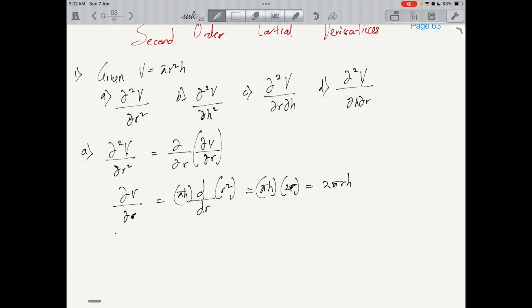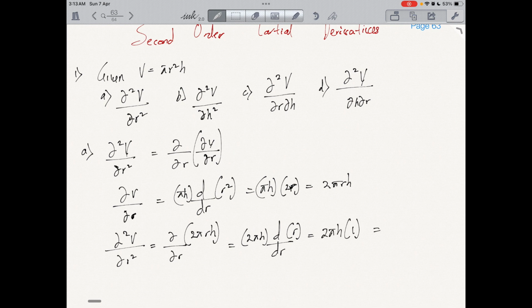Now, d squared V, d r squared, which is partial derivative with respect to r of dV dr, and dV dr is 2 pi rh. Now, in this case, we are differentiating partially with respect to r, so we can bring our 2 pi h out as a constant, and then differentiate fully r with respect to r, and this will give 2 pi h multiplied by 1, and we'll have 2 pi h.